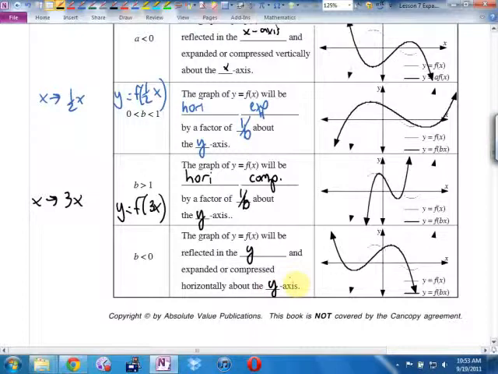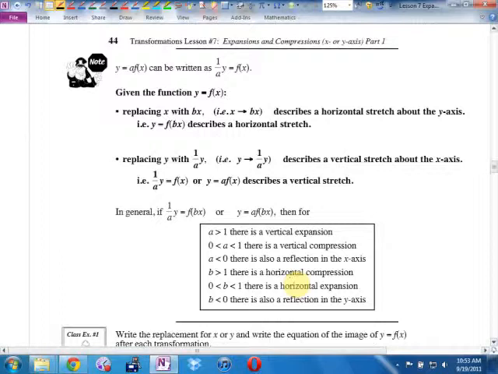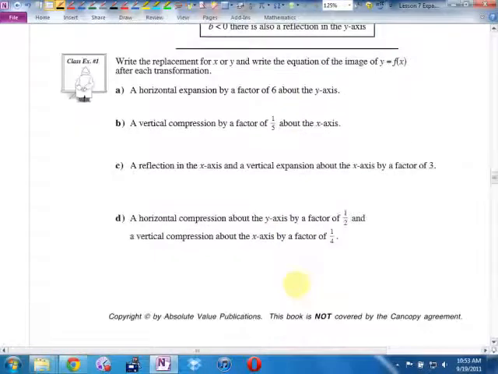Let's try some. Oh no, first let's summarize. Page 44, lovely summary. Now let's try some. It says, example 1, write the replacement for x or y, and then write the equation of the image of y equals f of x after each transformation. A.